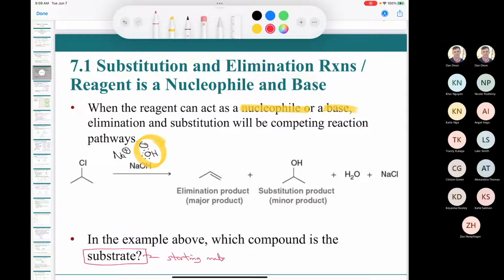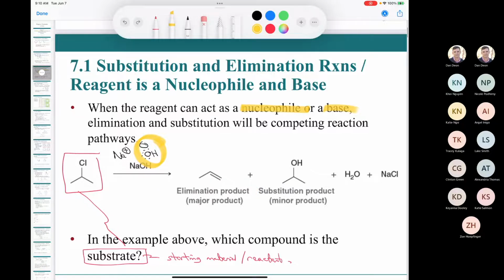Starting material, or the reactant. Therefore, this would be our substrate, okay? This compound is called isopropyl chloride or 2-chloropropane, either way. But we've got an elimination product formed, and we've got a substitution product formed. You can see that we end up with a mixture. The elimination product is the major product, and the substitution product is the minor product.